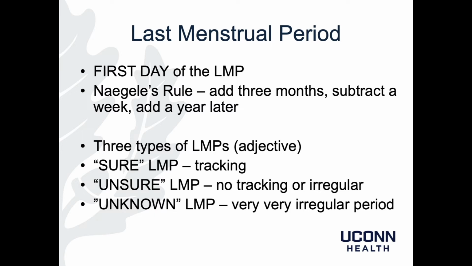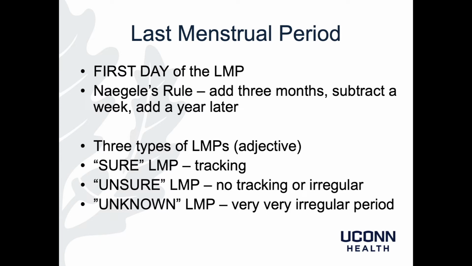I always say it's the first day that anything comes out of the vagina that is on the electromagnetic spectrum of red. So pink, red, brown. It can be spotting. It doesn't have to be much of anything. That eventually turns into the period. That first day is the first day of the LMP, and that is the LMP you should use for pregnancy dating.